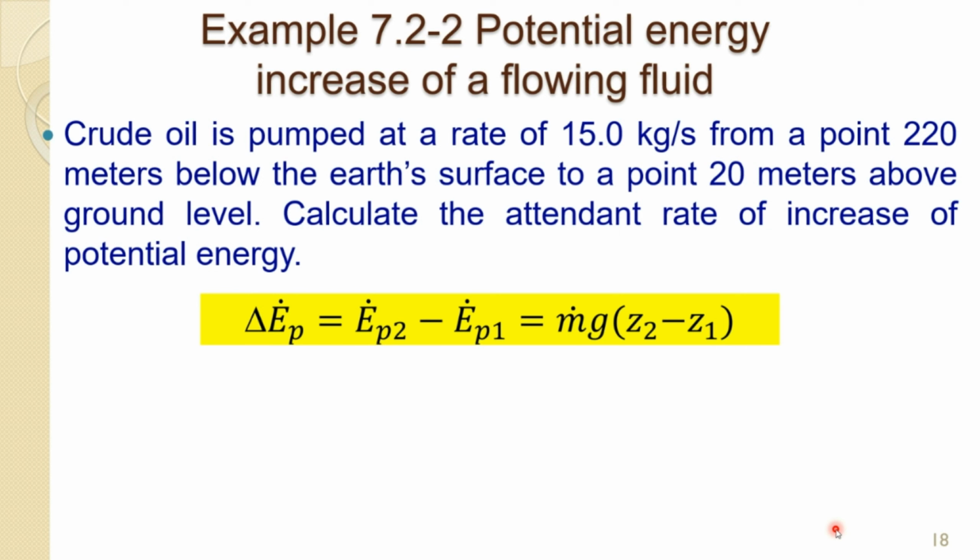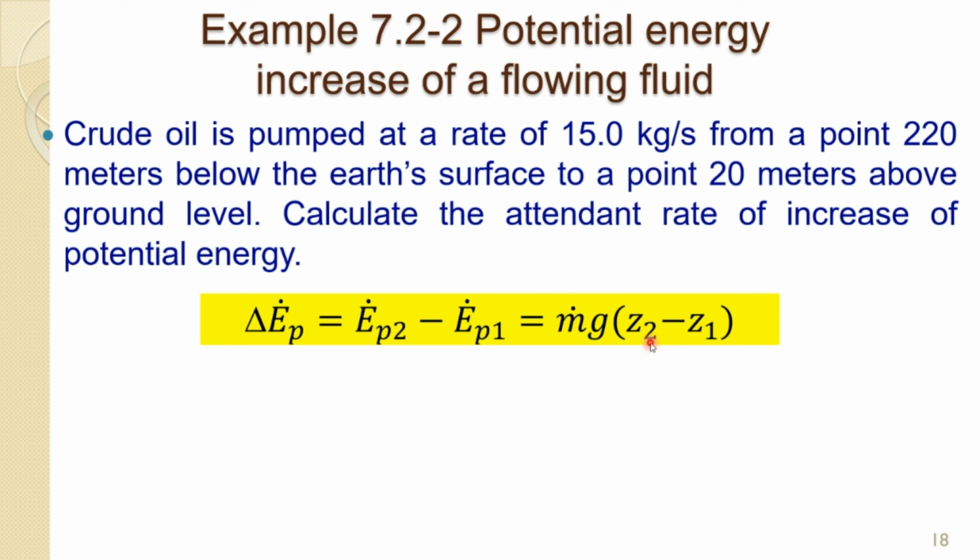So this is one example, 7.2-2, potential energy increase of flowing fluids. Crude oil is pumped at a rate of 15 kilograms per second from a point 220 meters below the Earth's surface to a point 20 meters above the ground level. So the crude oil is pumped from under the ground and then goes up to 20 meters above the ground level. I want you to know how much potential energy is required for this process.